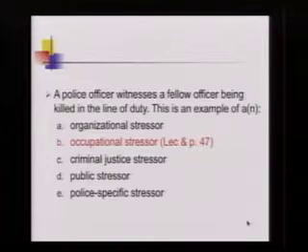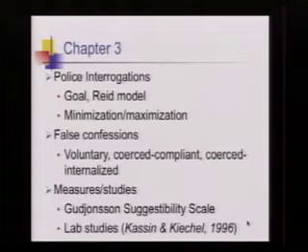Okay, we're almost halfway through Chapter 3. We talked about police interrogations, the goal of police interrogations, the Reid model, and that's covered in some detail in your book. I talked about minimization and maximization techniques. So if there's a question about minimization techniques versus maximization techniques, you can expect a question there.